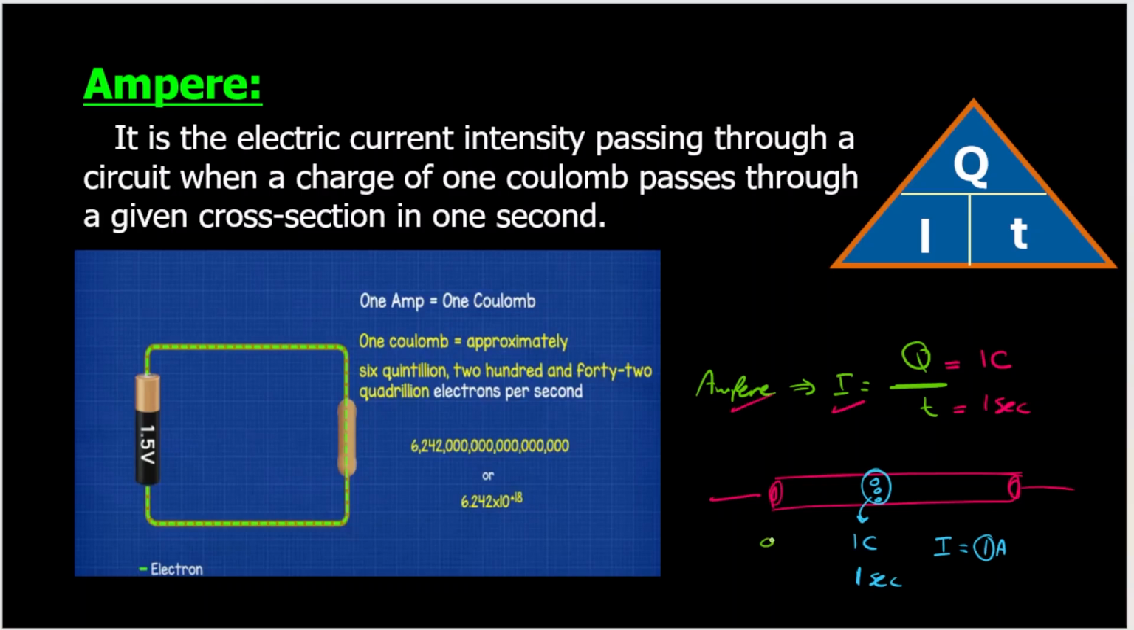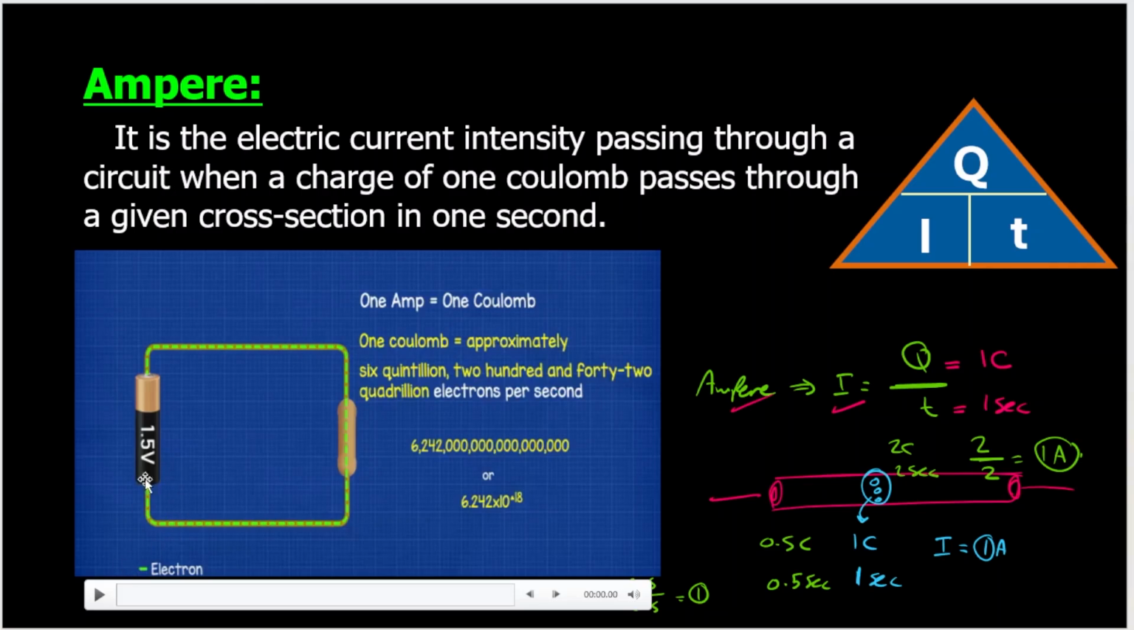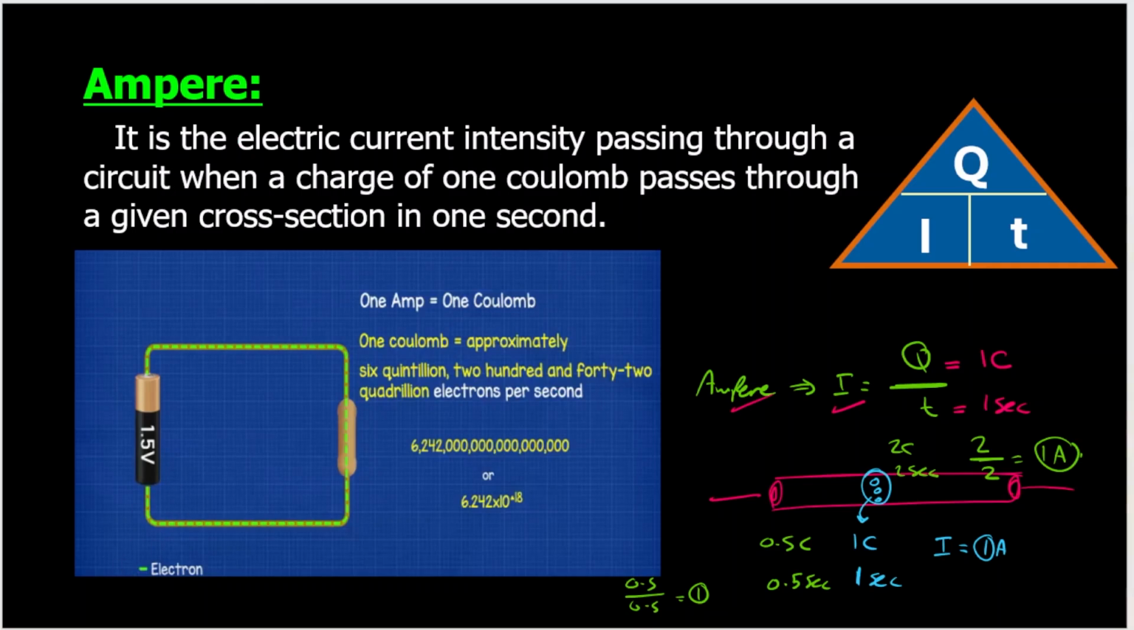What if you have only half coulomb and this half coulomb is flowing through the conductor in half second? In this case also you have 1 ampere, because half coulomb divided by half second is equal to 1. What if you have 2 coulombs passing through the conductor in 2 seconds? Also Q is 2, T is 2, so 2 divided by 2 is 1, which is 1 ampere. So what's meant by ampere? Ampere is the electric current intensity, which is I, which passes through a circuit when a charge, which is Q, of 1 coulomb passes through a given cross-sectional area in 1 second, which is time.